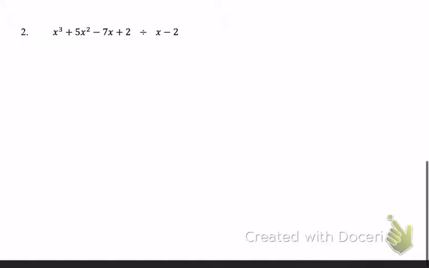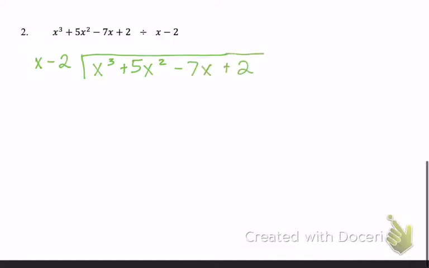Okay, so we're going to try another one. I'm going to write x minus 2 first. And then I'm going to give myself a little bit more room. x cubed plus 5x squared minus 7x plus 2. I don't need to put any zeros there because I have all of my exponents.